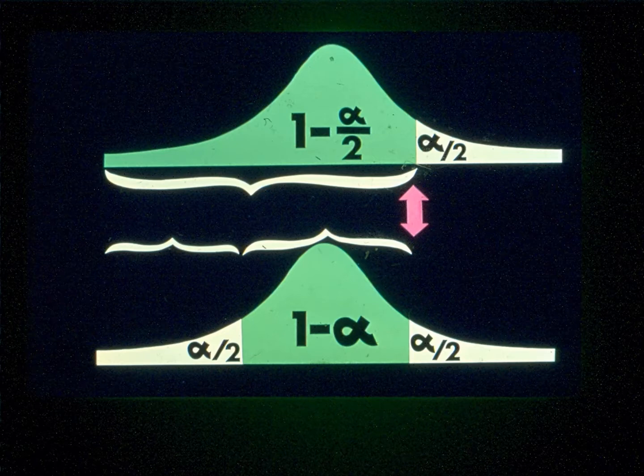Recall also that the percentile we seek in this case, shown again in the top diagram, can also be described by consulting the middle percent points of the distribution curve shown at the bottom. Looking at this bottom curve, you can see that the two areas, alpha over 2 and 1 minus alpha, added together will be equivalent to the entire green area at the top.